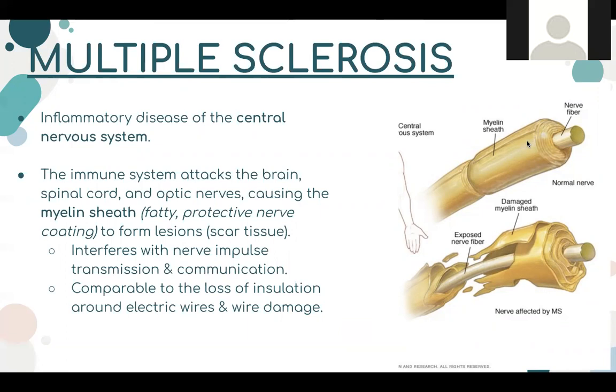Multiple sclerosis is an inflammatory disease of the central nervous system. This is when the immune system attacks the brain and other areas in the nervous system, causing the myelin sheath to form lesions. The myelin sheath is essentially a layer of fat that protects the nerve, so when it tears, nerve communication is affected.